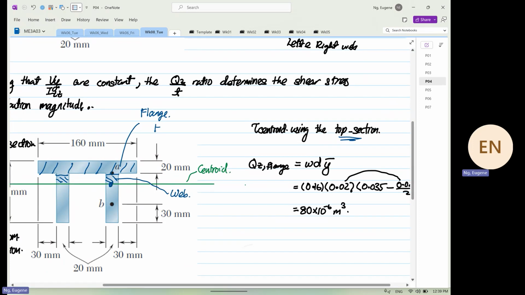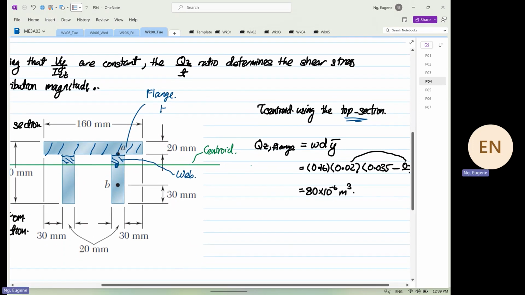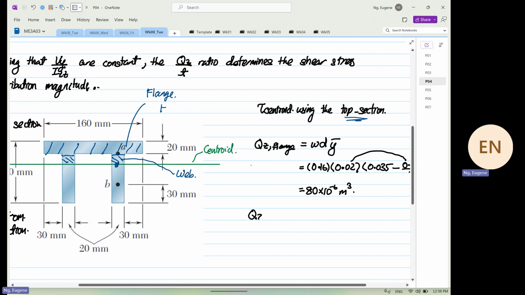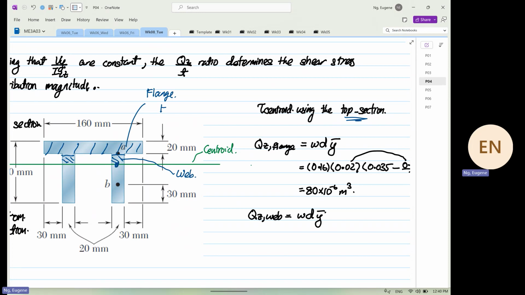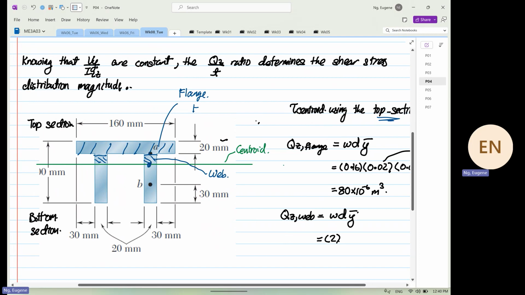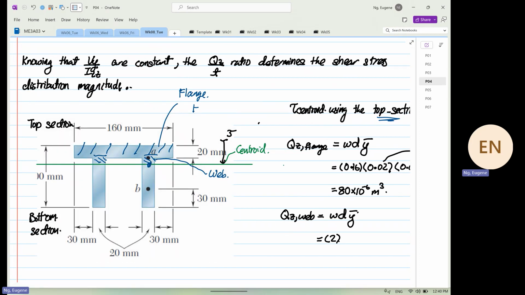Then the next one, we are going to calculate the Qz for the web. So again, it is width, depth, y bar. Now you have to consider the 2, because you have a left web and you have the right web. And we know the distance from here to here is 35 millimeters.